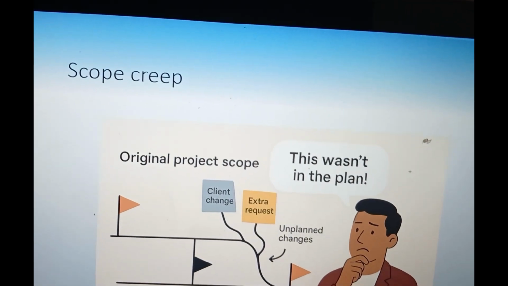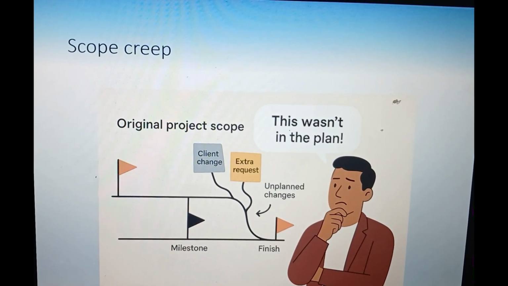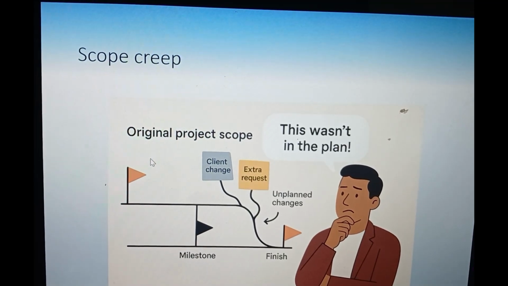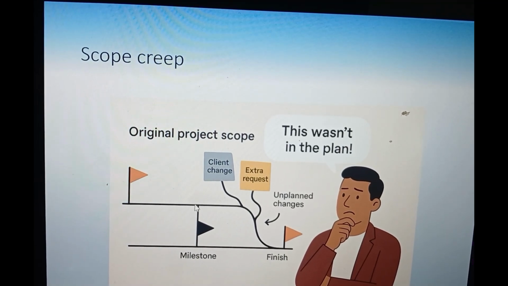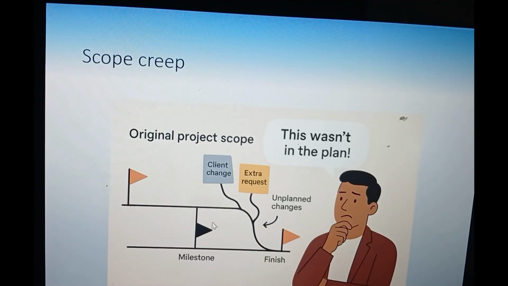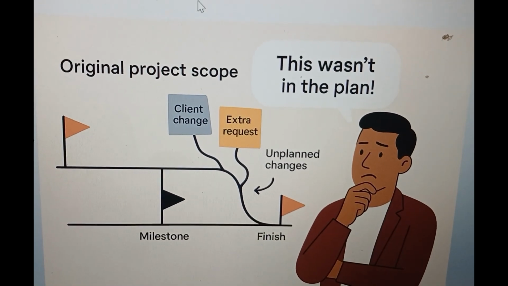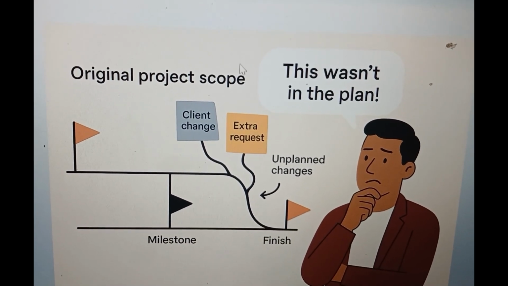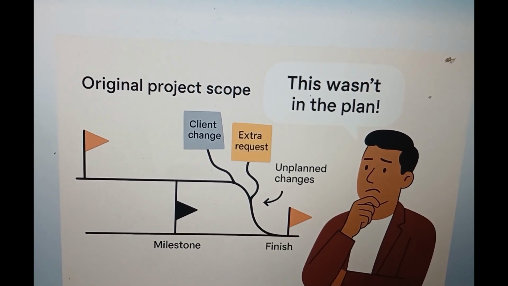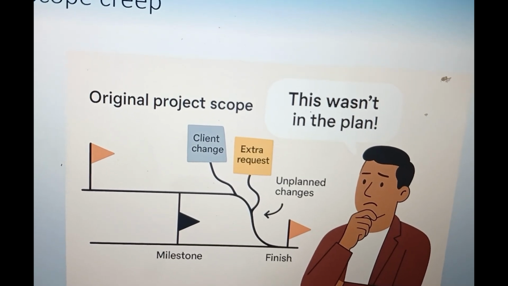So look at this photo or picture here. Here we see that there is the original project scope, agreed milestone, and the finish time. Everything is set. But then we start seeing some extra requests that are happening. Please add this, add that. And then we also see a client requesting for a change.